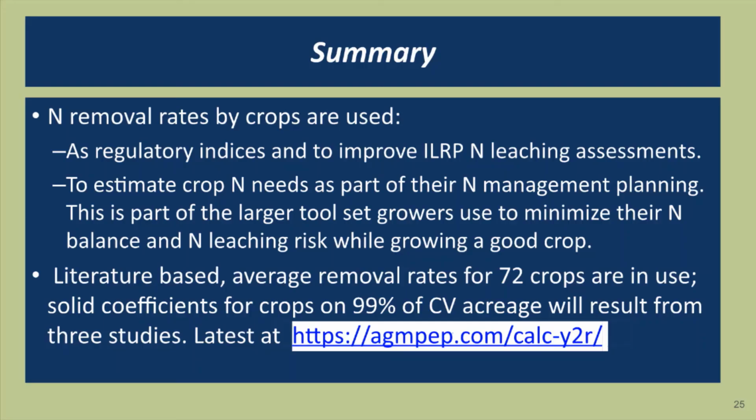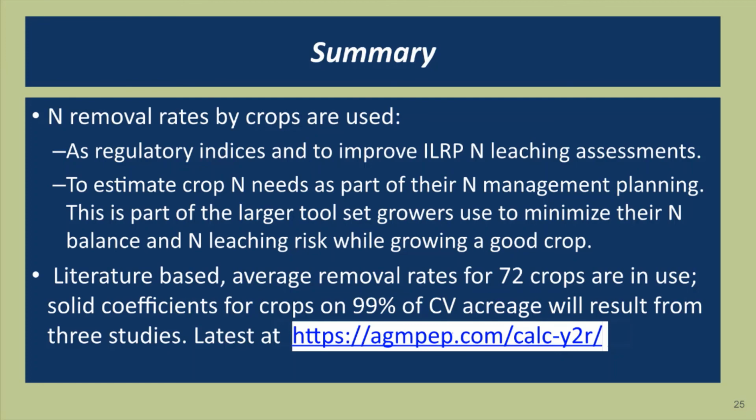Thank you. All right. So in summary, the N removal rates by crops are used as regulatory indices to improve the irrigated lands program leaching assessments, to provide an indication to growers of what their N leaching risk is in a rough way, and then to estimate N needs as part of N management planning. This is part of a larger tool set that growers use to minimize their N balance and their N leaching risk while growing a good crop.